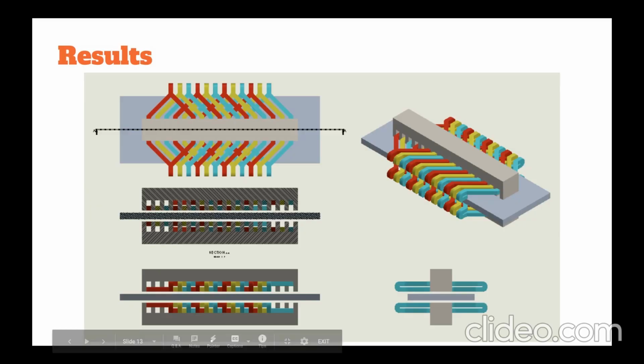The LIM we have created is made of a 700 millimeter long stator with 12 teeth that are 20 millimeters long and 20 millimeters apart. The separator is made out of aluminum, the primary is made out of iron, and the coils are made out of copper.